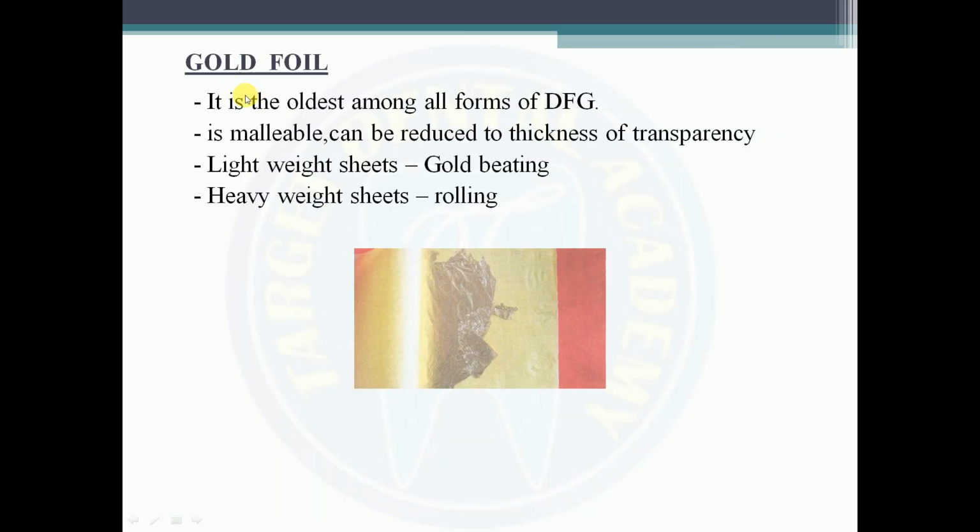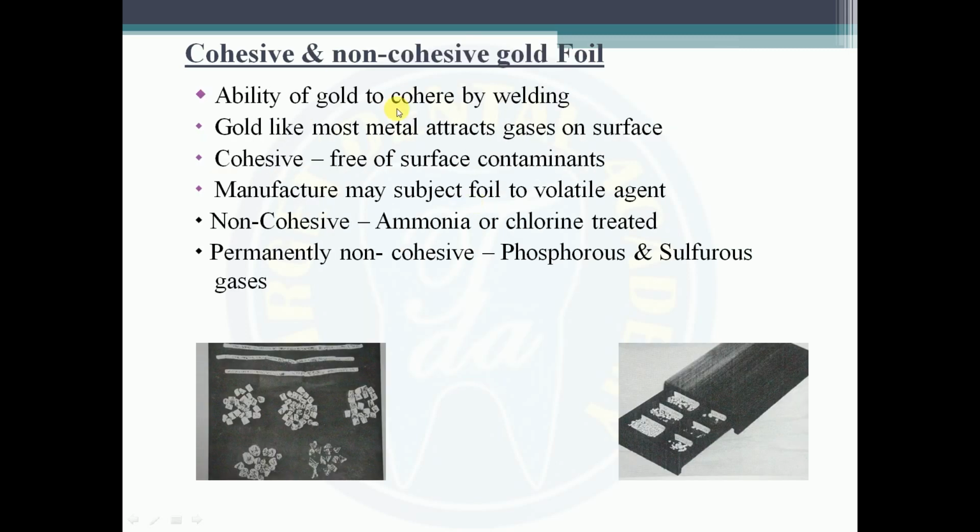Coming on to the gold foil, it is the oldest among all the forms of direct filling gold. It is malleable and can be reduced to the thickness of transparency. The lightweight sheet is made by gold beating, and the heavyweight sheet is available in the form of rolling. Cohesive and non-cohesive gold foil: cohesion is the ability of the gold to cohere by welding.